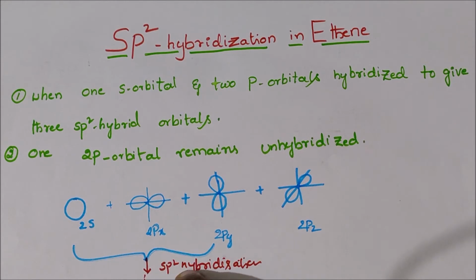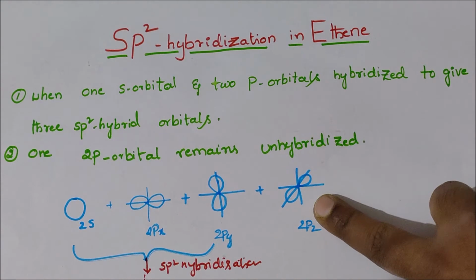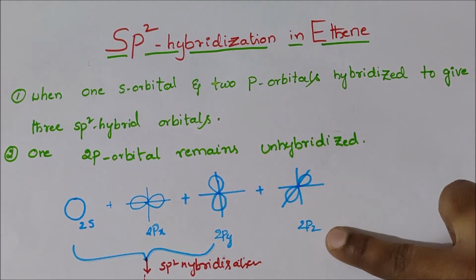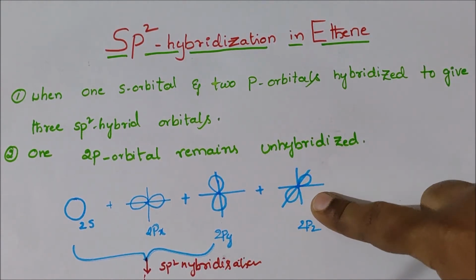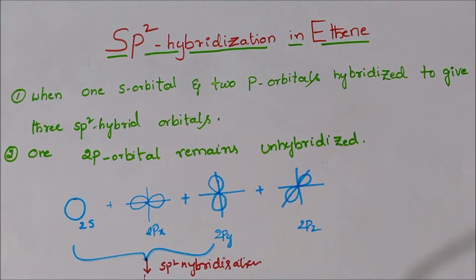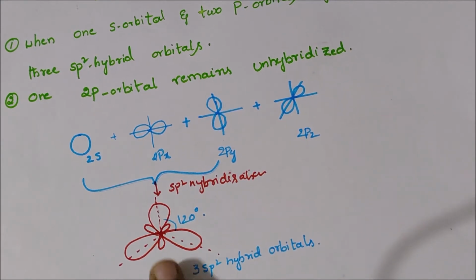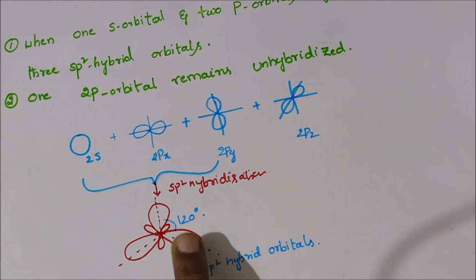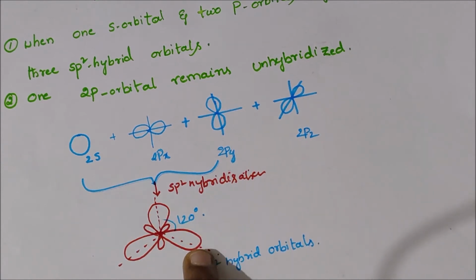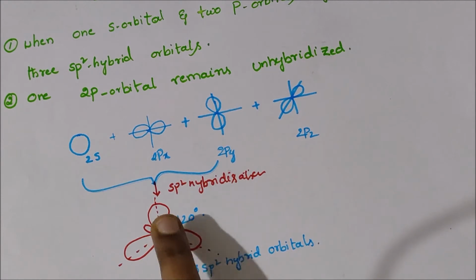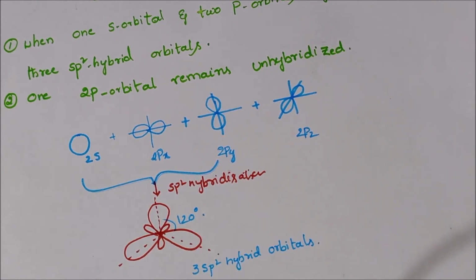The phenomenon is called sp2 hybridization, and the remaining unhybridized orbital, that is the 2pz orbital, is perpendicular to the axis like this. This is the 3 sp2 hybrid orbital. Each of the 3 sp2 hybrid orbitals carries one unpaired electron. This is the trigonal planar shape, and the bond angle is 120 degrees.